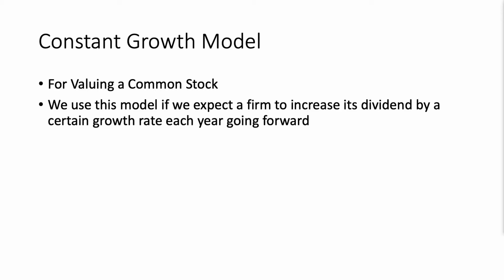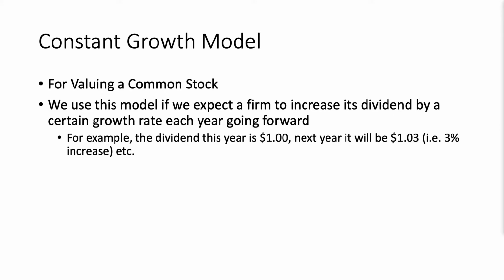So we use this model if we expect a firm to increase its dividend by a certain growth rate each year. Perhaps historically that's what we saw it doing all along, and we have no reason to think it's going to change. Remember, years ago I looked at Johnson & Johnson's dividend. I think we actually used it in class and saw that the dividend growth rate was about the same percentage year after year. In other words, each year they increased the dividend, I think by 6.79% in our slides.